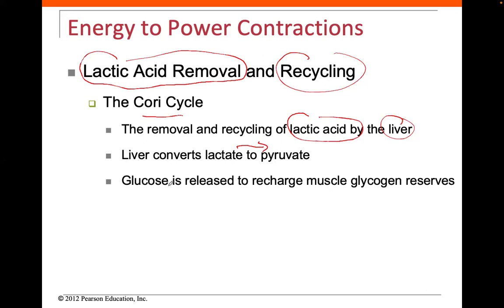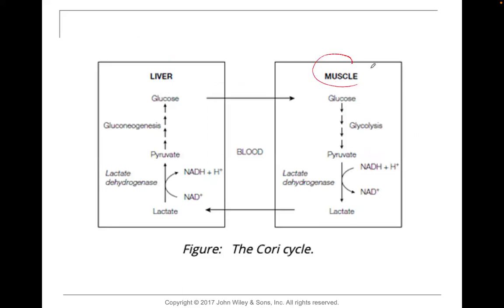Okay. Glucose can then be released to recharge muscle glycogen, which is the storage form of glucose. So lactate can be converted to pyruvate, pyruvate back to glucose, but first it becomes glycogen. So if we have muscle and we have glucose in muscle, glucose can be broken down into pyruvate. That's called glycolysis. If oxygen isn't available, pyruvate becomes lactic acid.